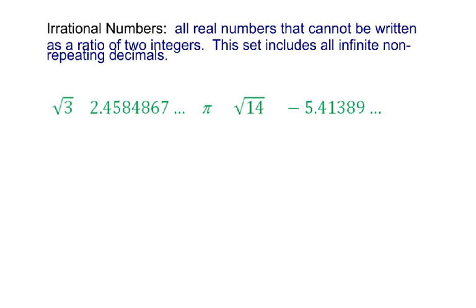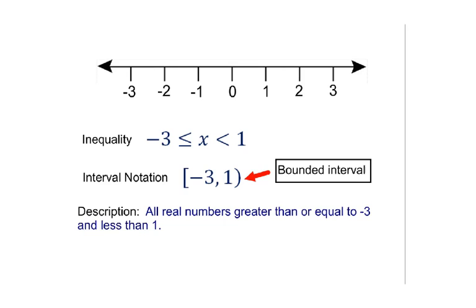Irrational numbers are going to be your real numbers that cannot be written as a ratio of two integers. This set includes all infinite non-repeating decimals. So the square root of 3, 2.4584867, and then it keeps going just with random numbers. Pi is an irrational number, and so is E. I don't know if you guys have gotten to that in science, but E is another irrational number.